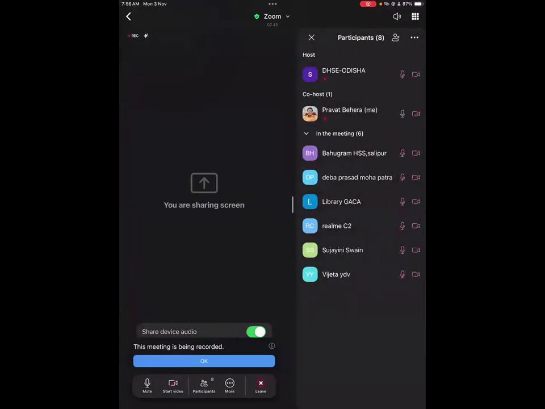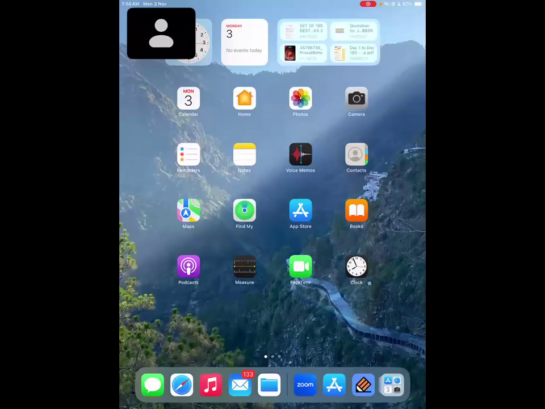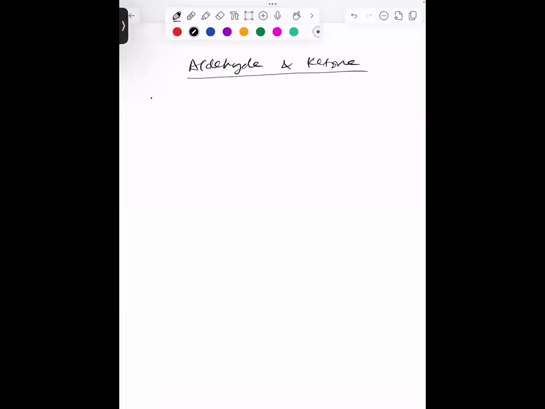What are the methods we have discussed in class 11 in order to prepare aldehyde and ketone? One was from alkene. So how will alkene form?